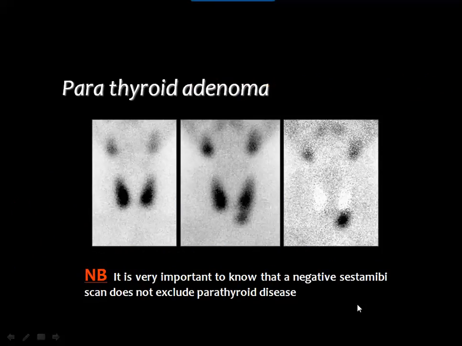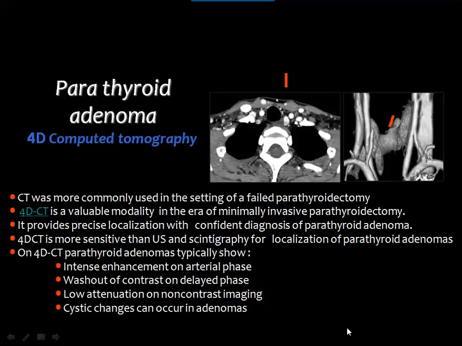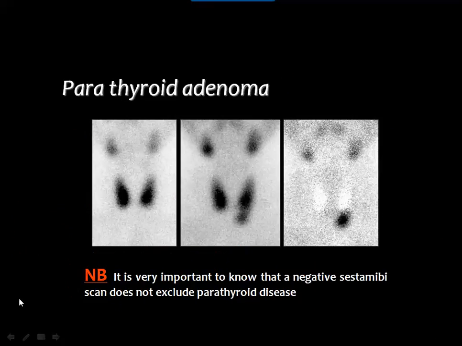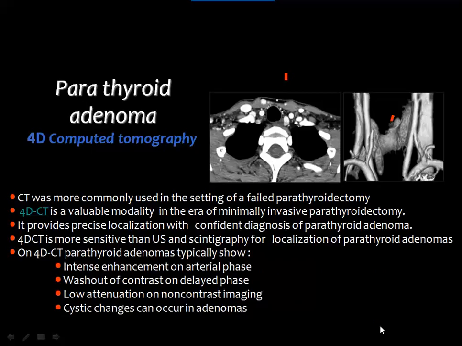This is the sestamibi scan, and you see the thyroid gland, and the delayed one showed the presence of a parathyroid adenoma. One of the important issues to remember is that a negative sestamibi scan does not exclude parathyroid disease, because if the adenoma is small or if there is hyperplasia, you may fail to detect this adenoma.